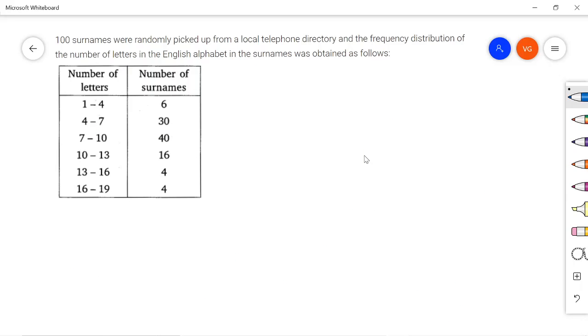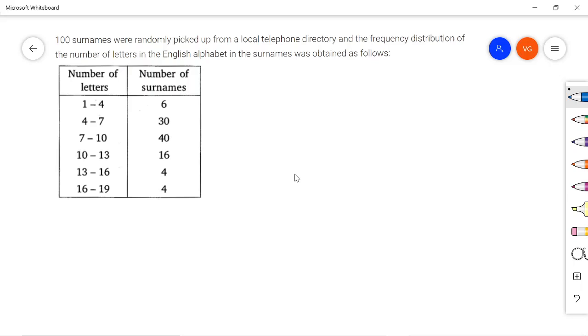Question number 6 is like this. 100 surnames were randomly picked up from a local telephone directory, and the frequency distribution of the number of letters in the English alphabet in the surnames was obtained as follows. Determine the median number of letters, mean number of letters, and also modal size of surnames. So they have asked for all the three: mean, median, and mode. So let us calculate the median first.